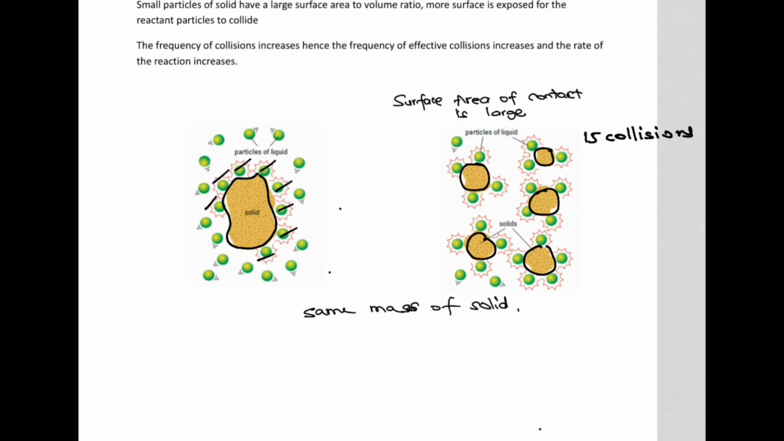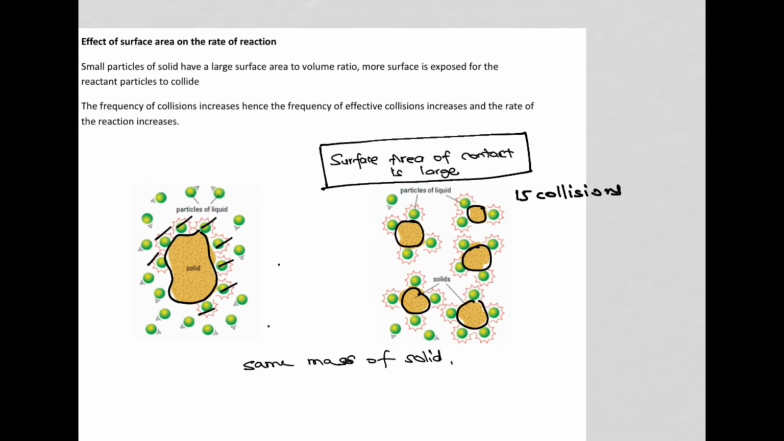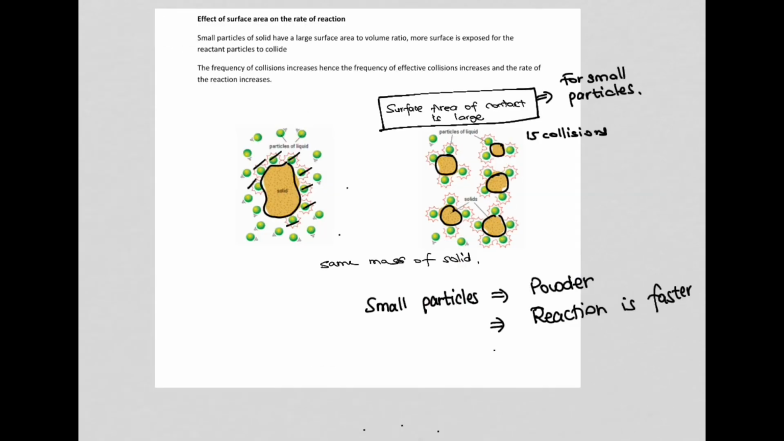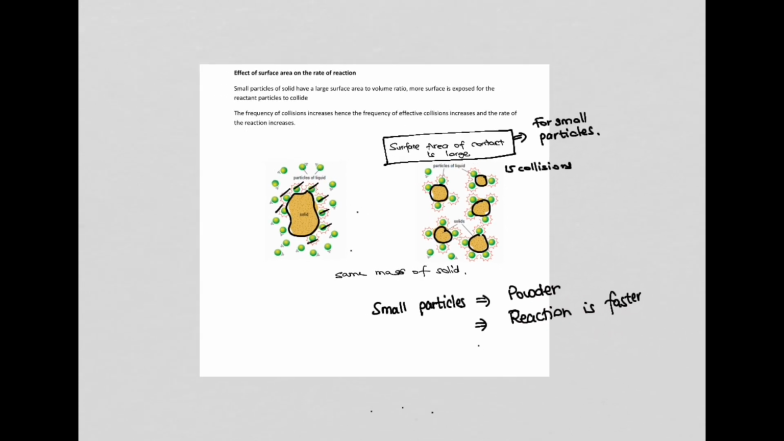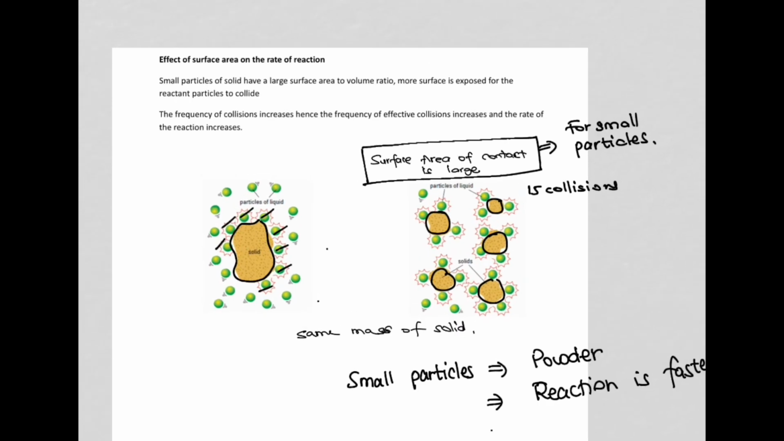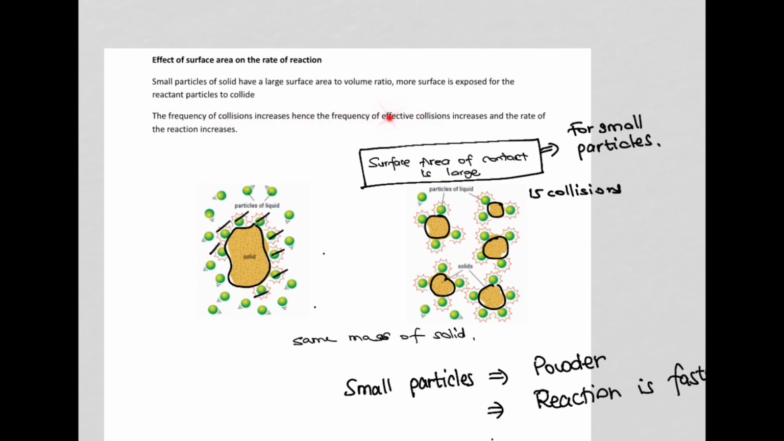Rate is going to be faster. So surface area of contact is large when particles are small. So whenever you have small particles, for example powder, the reaction is going to be faster because you have increased number of collisions. Hence, frequency of effective collisions increases.